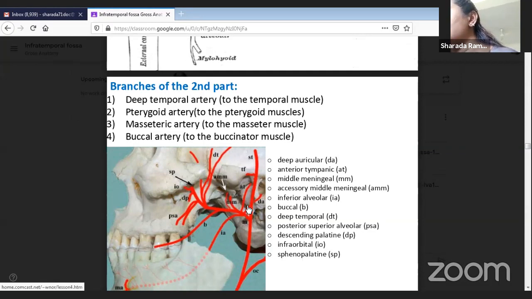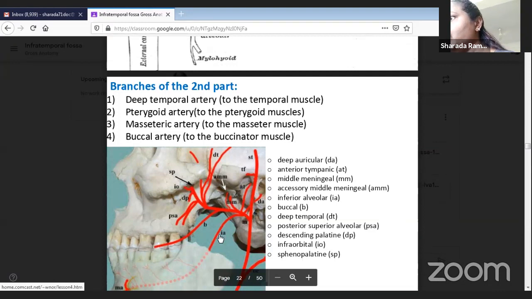So you have the deep auricular artery, which is going to the external acoustic meatus. You are going to have the anterior tympanic, which is going to go through the petrotympanic fissure, along with the chorda tympani. And then you are going to have the first, the bigger one, that is your middle meningeal. And then you are going to have the accessory meningeal. And then down, you are going to have the inferior alveolar, that is going to enter into the mandibular foramen.